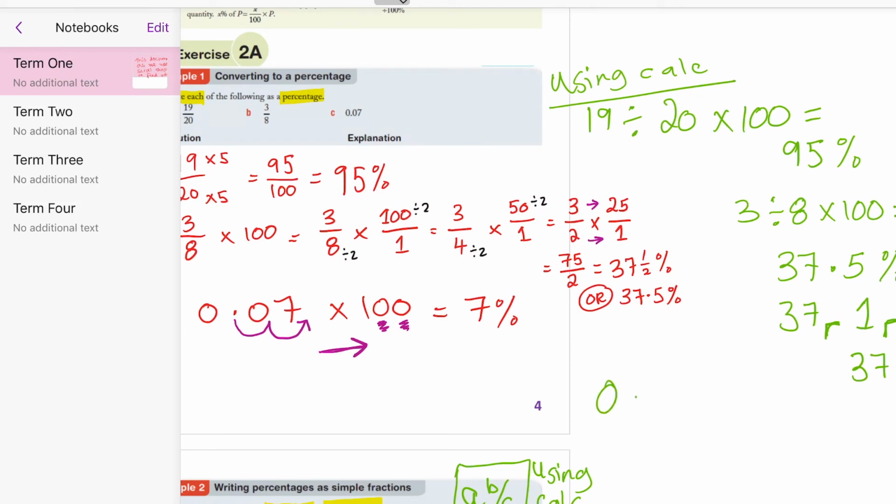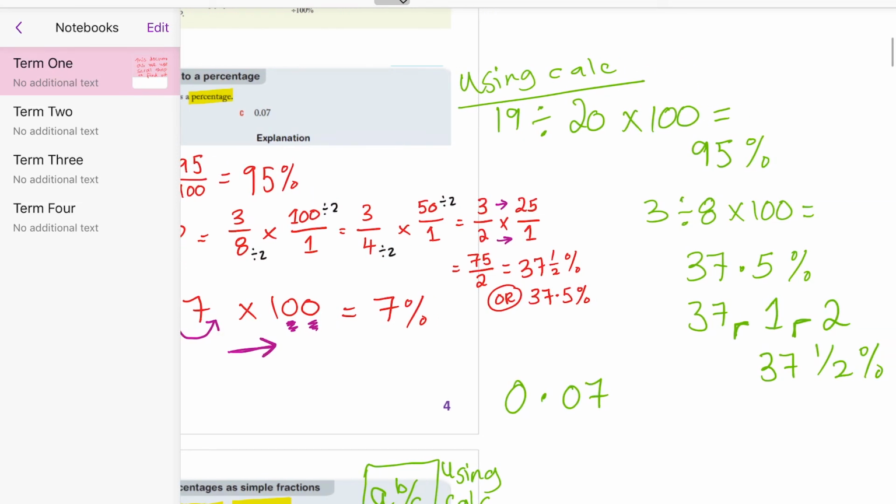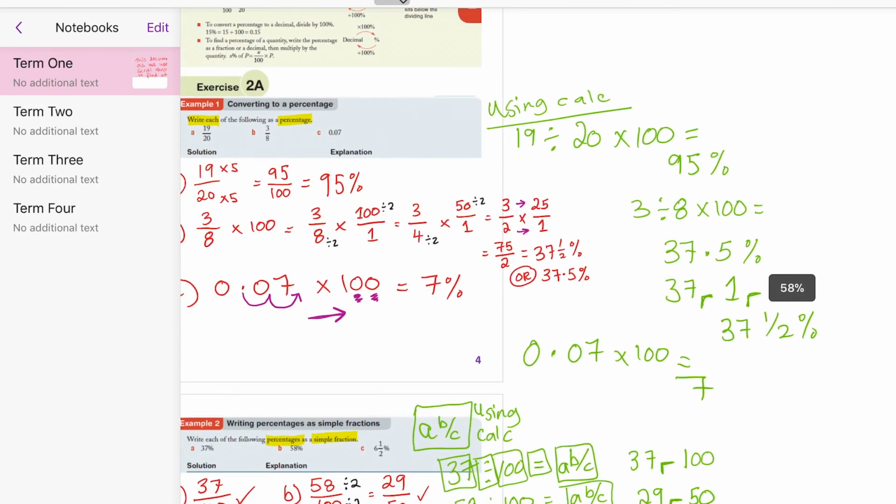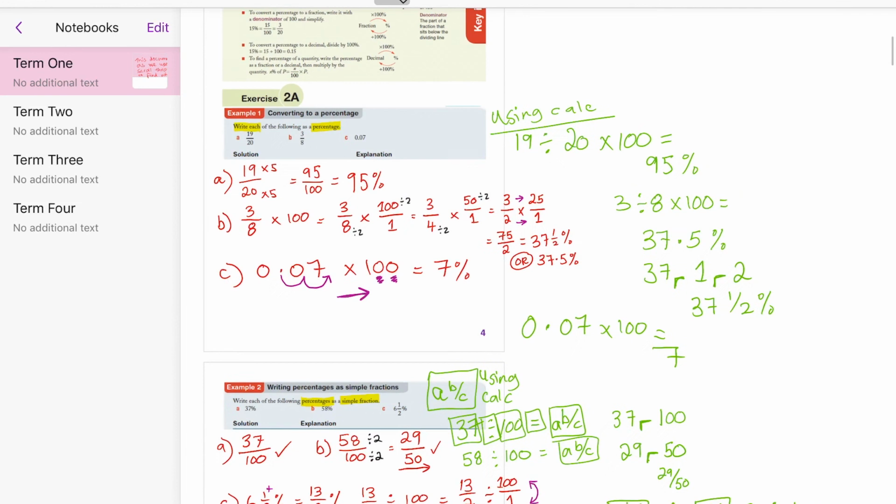Then 0.07, times it by 100 because I want it in a percent, and on your calculator you should get 7. And that, my friends, is how you use your calculator and how to do it without a calculator.